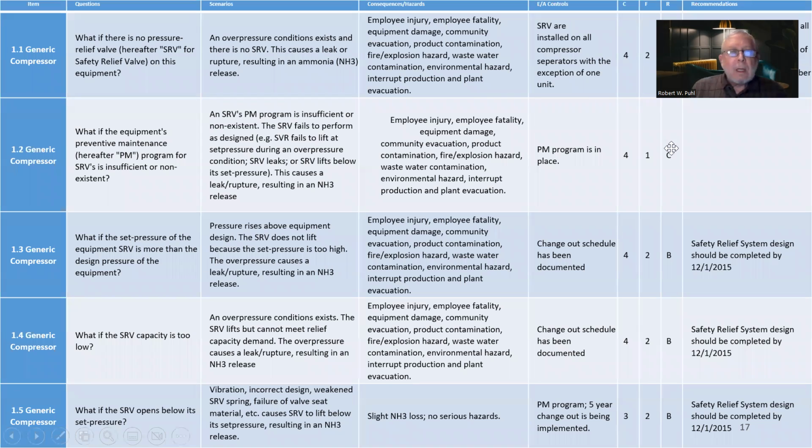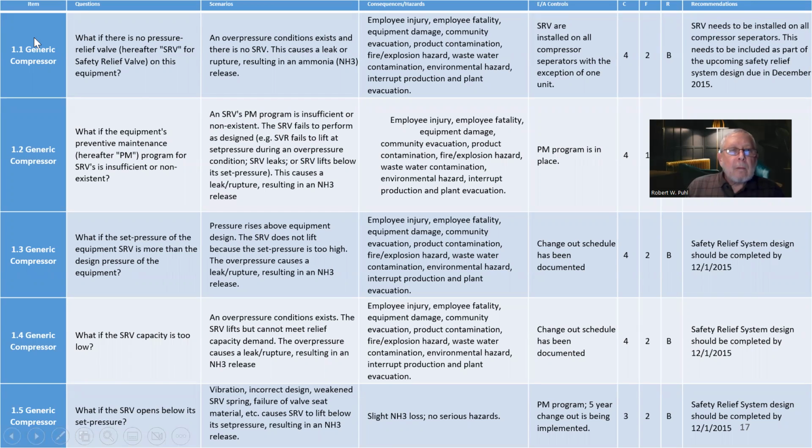So now this thing is huge, so we're not going to look at every one of them. We'll be here for a week. But this is item 1.1, generic compressor. So they're talking about compressors for ammonia. And this particular one, we're going to look at it. And this is the kind of what-if checklist. The question is like, what if?